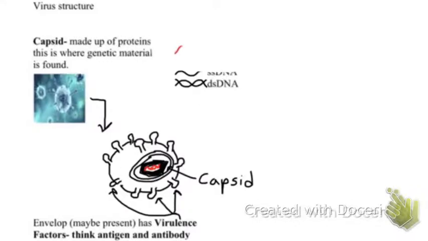But viruses can have single-stranded RNA, double-stranded RNA, or single-stranded DNA. They can use any type of genetic material they want. Oftentimes, viruses that use RNA as their genetic material are referred to as retroviruses. HIV is a good example of a retrovirus.